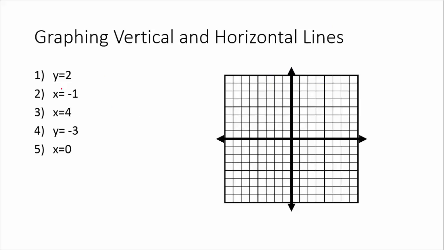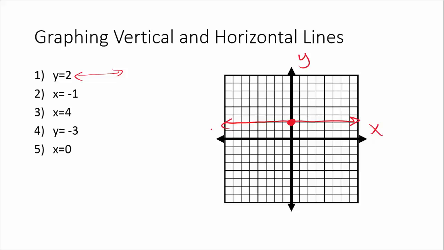We'll start off here with the first one, y equals 2. The first thing to identify is that this is a horizontal line because it has just a y. It should look like the horizon. And we said earlier on the previous slide that this means that this line is going to pass through the y-axis at 2. So if we go up to 2 here and we place a dot, we're going to have a horizontal line that passes through the y-axis at 2.